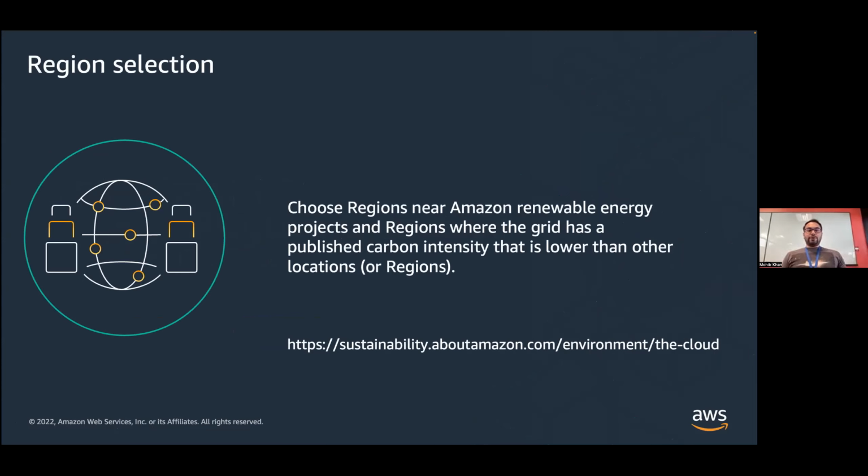The idea here is to choose the nearest region that has renewable energy resources or Amazon renewable energy projects, and regions where the grid has a published carbon intensity that is lower than other locations. So you can go to the AWS console and see which AWS region has the lowest carbon intensity. And that's the preferred idea.